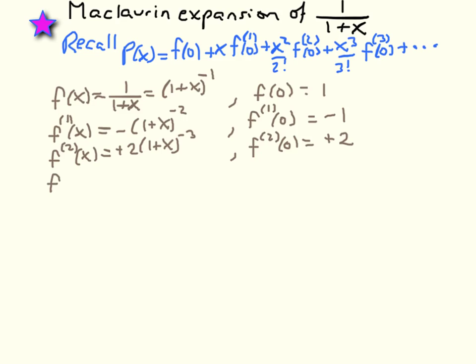And then we can repeat this for the third derivative, and that means bringing down a factor of minus 3. Minus 3 times 2 is going to give us minus, and now 3 times 2 is 6, but I'm going to write it as 3 factorial, and then it is 1 plus x to the minus 4, and this tells us the third derivative evaluated at 0 is minus 3 factorial.